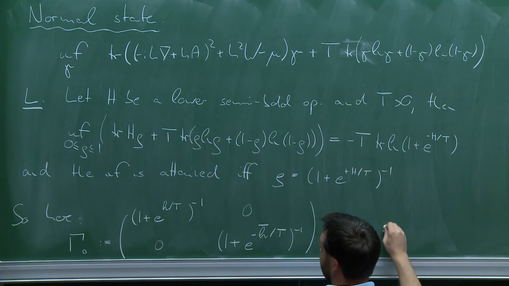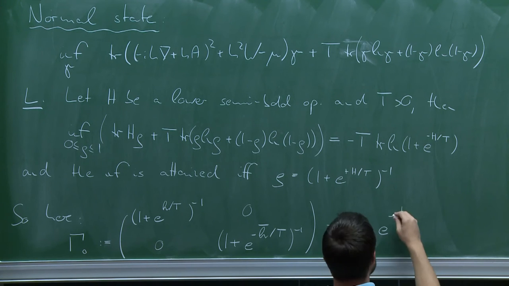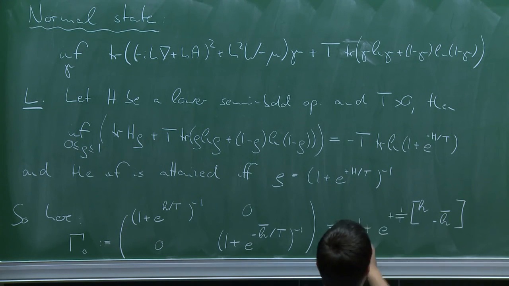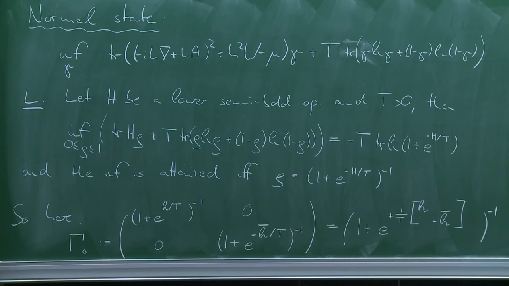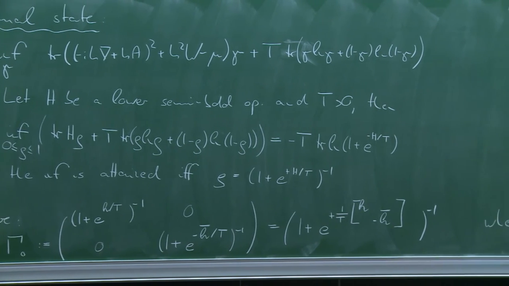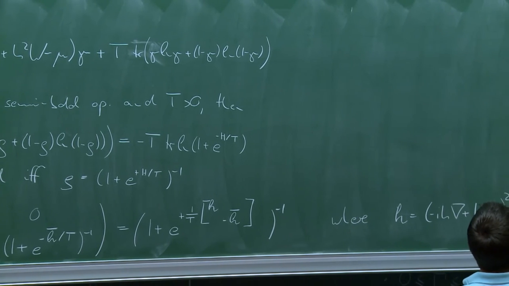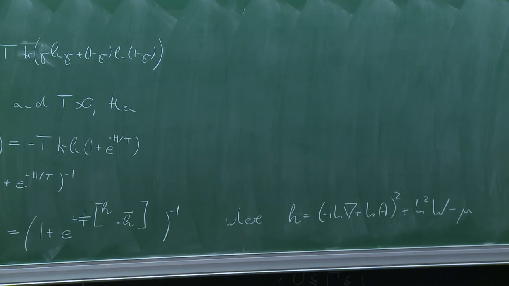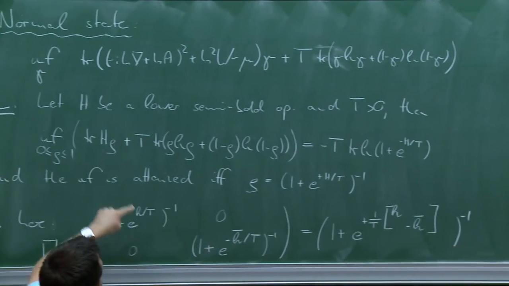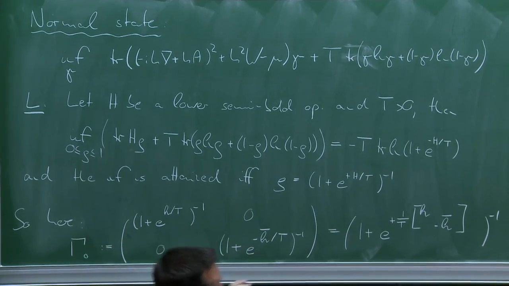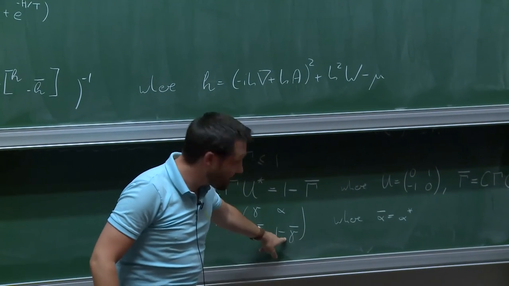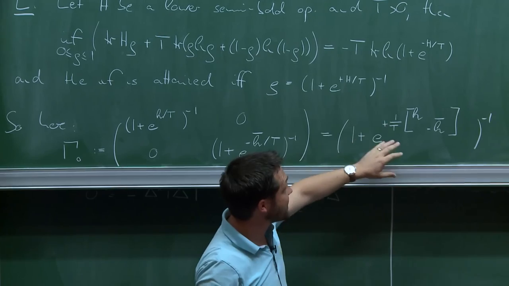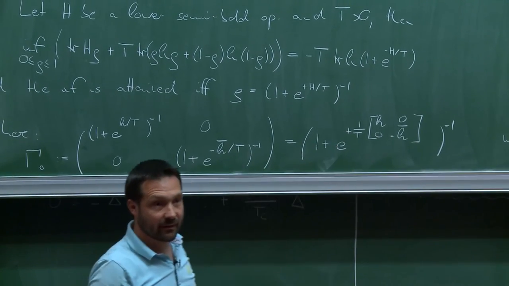And this is the same as 1 plus e to the plus 1 over t, h minus h bar inverse, where script h is this: minus i h nabla plus h a squared plus h squared w minus mu. Okay, I'm just applying this here. This h is the script h. And I computed this entry, and then because of this formula, I know that if I have this entry, then I get the entry down there by taking 1 minus the complex conjugate, and therefore I get that entry. And then I do a little computation and see that I can also write it like this.